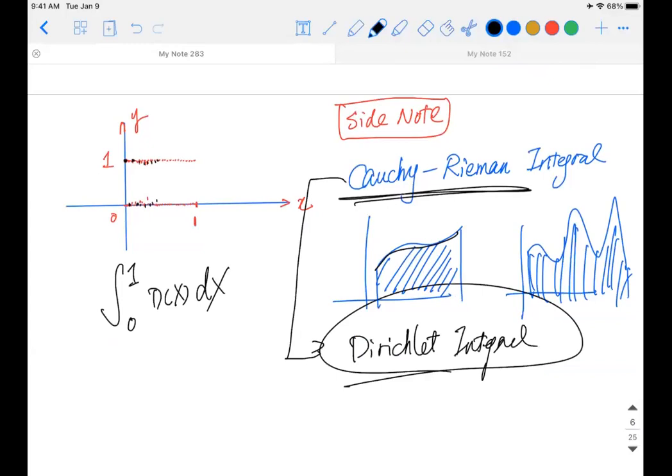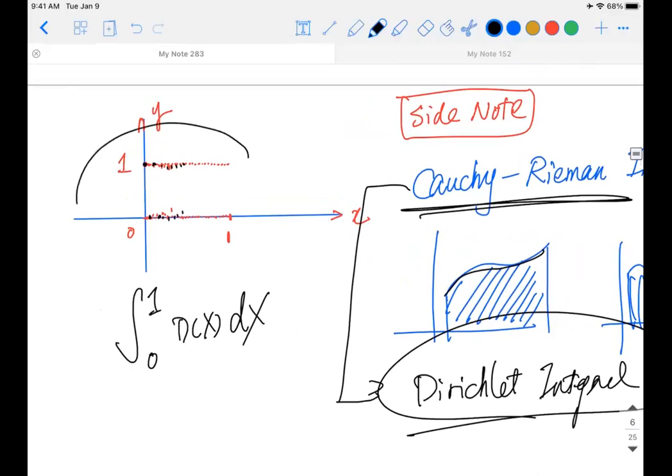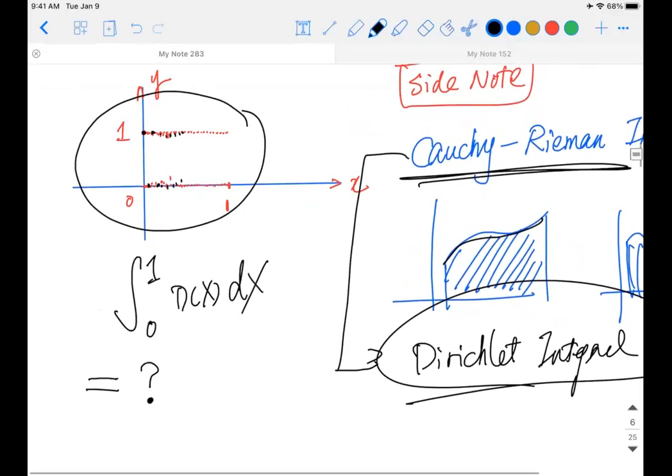So for the Dirichlet integral, I just want to give a very quick side note. If I want to do an integral between 0 and 1, you see, this graph goes up and down so quick. Who can tell me what the value is? This is only a guess, right? You're not obliged to know this. If I want to find the area under this, is it going to be 1? It's going to be 0, or some value between 1 and 0.